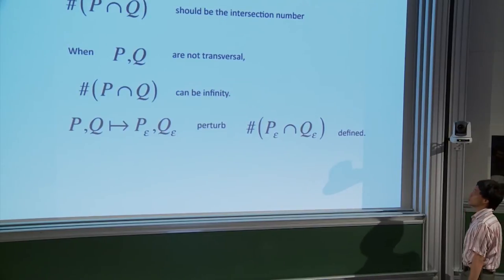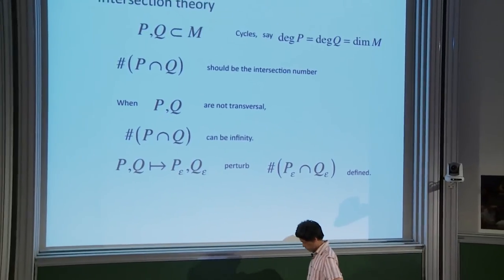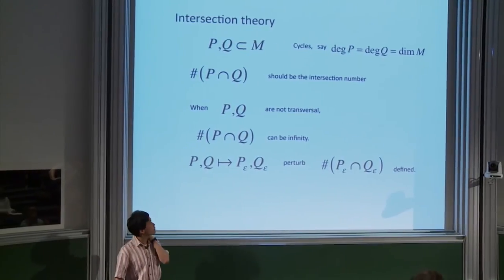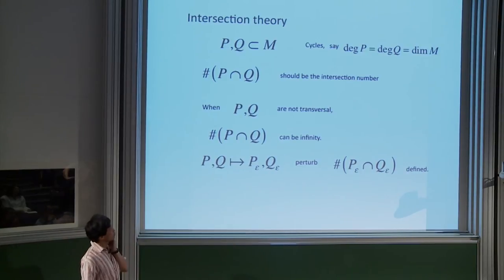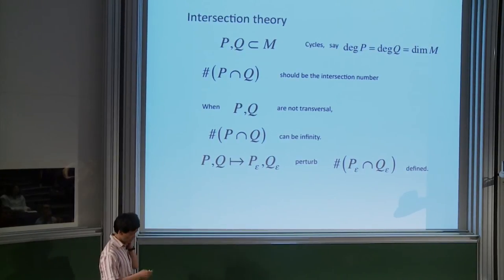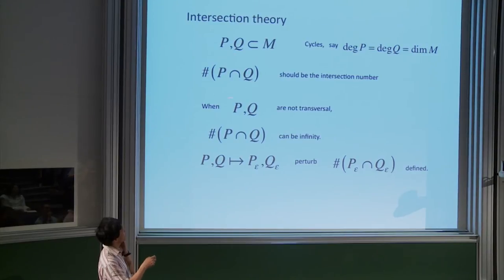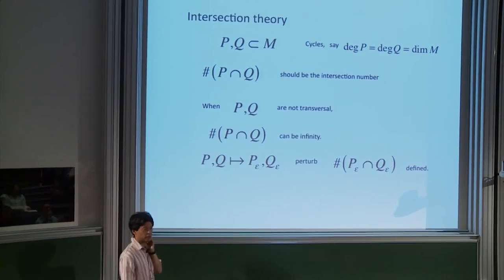So I want to talk about something similar in a different setting. This virtual technique started, for example, mainly to try to define Gromov-Witten invariants. And many invariants of topological field theory are some kind of intersection theory. So with intersection theory, you can see the following. You have two cycles on M, and we assume that the sum of their degrees is the dimension. So in a lucky case, you take these intersections and count the points. And this should be an intersection number.